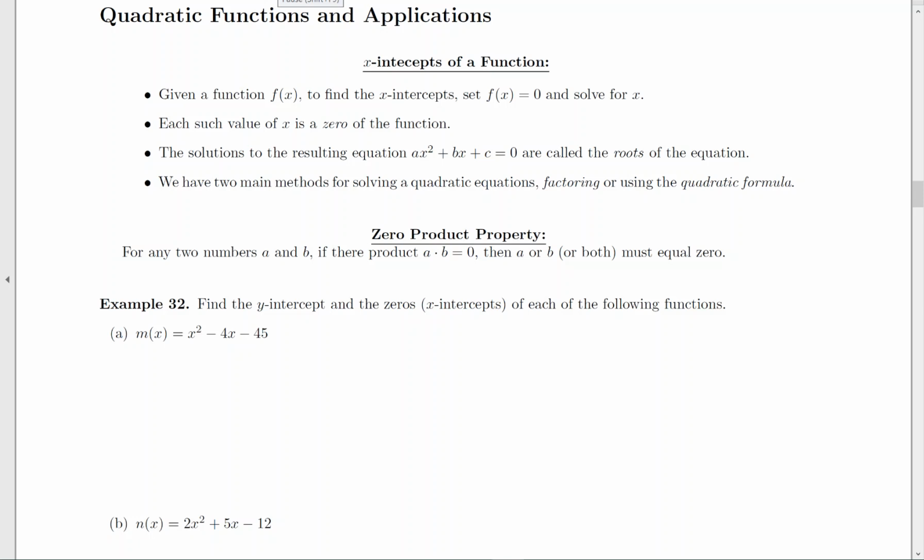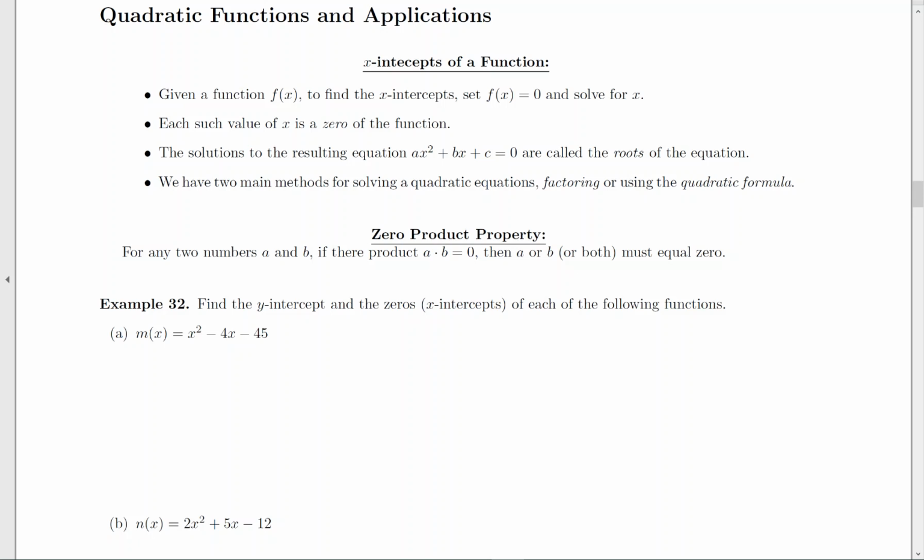On this page, we look at quadratic functions or degree 2 equations and their applications. We first start out by considering the x-intercepts of a quadratic function. Given a function f of x, to find the x-intercepts, we set f of x equal to 0. f of x, remember, is another name for y, and then solve for x.